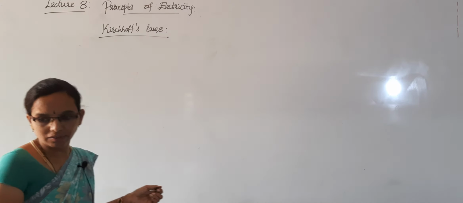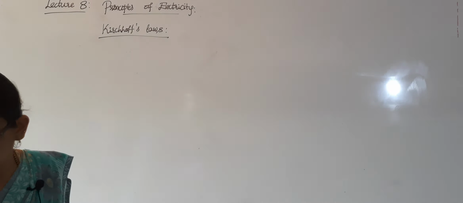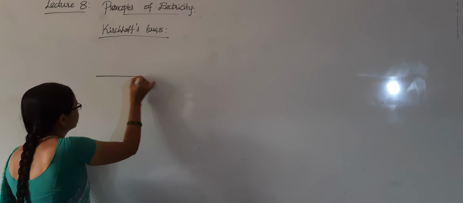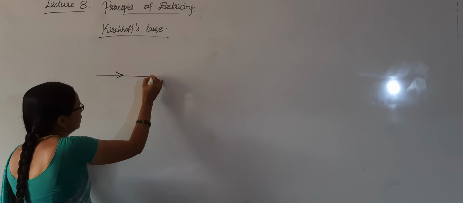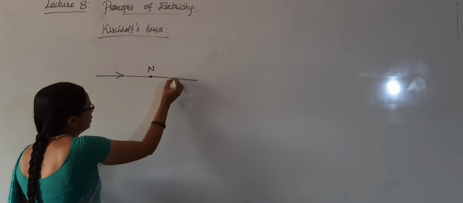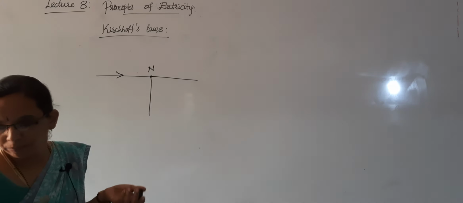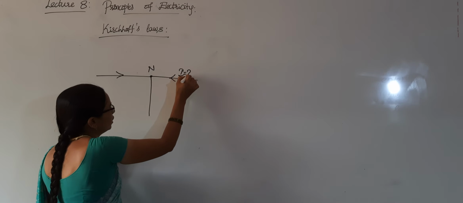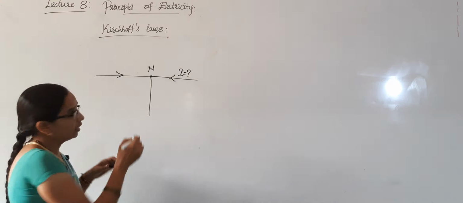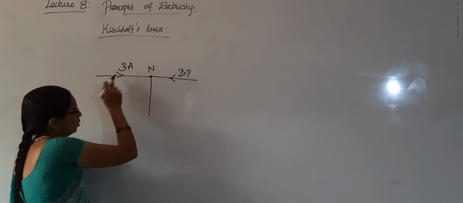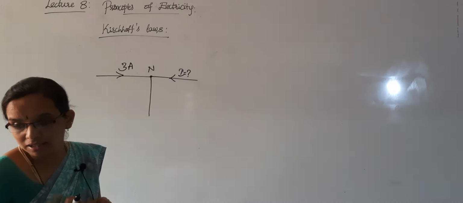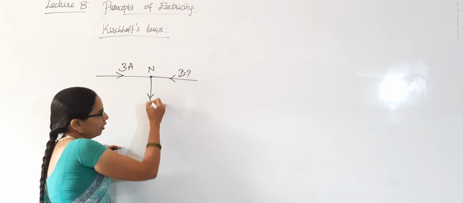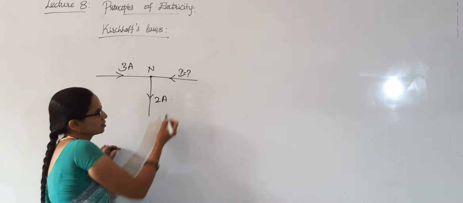One example is given: calculate the current I in the following node. Here a node N is there, you have to calculate the current I flowing here, and the current flowing from this path is 3 amperes and the current leaving from this node and travelling in this path is 2 amperes.